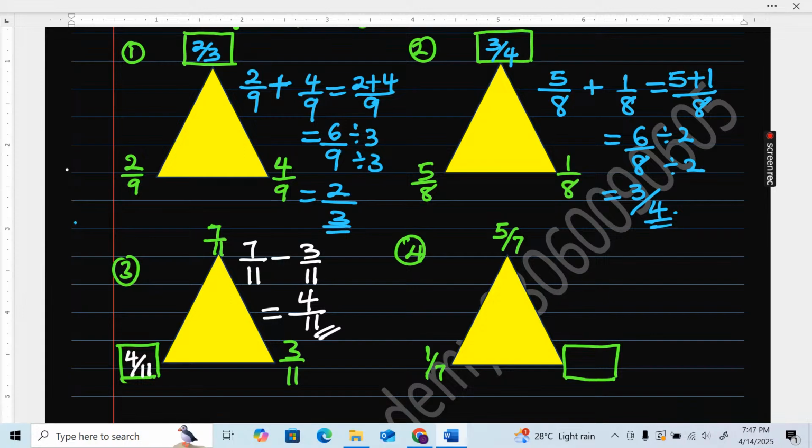Okay, so moving on to number 4. We are also going to subtract right here so that we can get the fraction below on the right side. So that will be 5/7 minus 1/7. Since the denominators are the same, just simply subtract, all right? So that will be 5 minus 1, that's equal to 4/7. So 4/7 will be in the rectangle here.